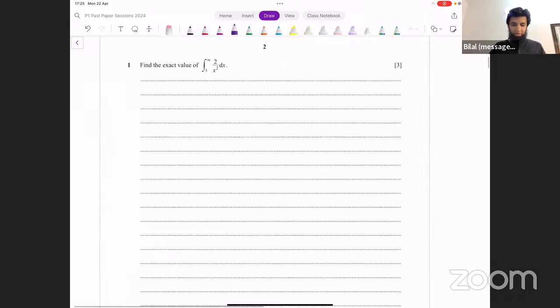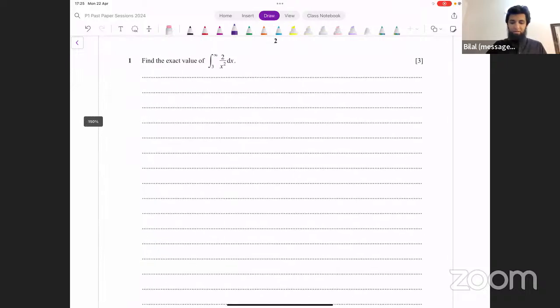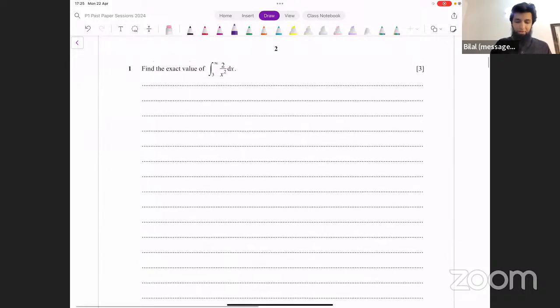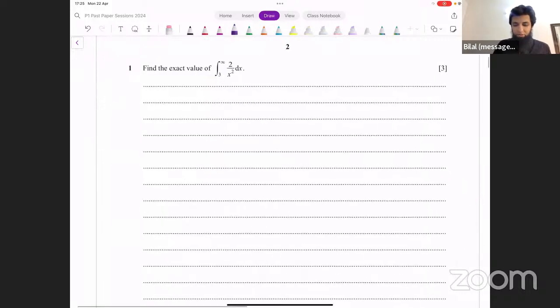All right. So it says find the exact value of this integral, 2 over x squared, from 3 to infinity. These are the limits that we're given. Now, how do we evaluate this? First of all, let's bring x to the power so that it becomes 2x raised to the power minus 2. We need to integrate this with respect to x. Limits are from 3 to infinity.